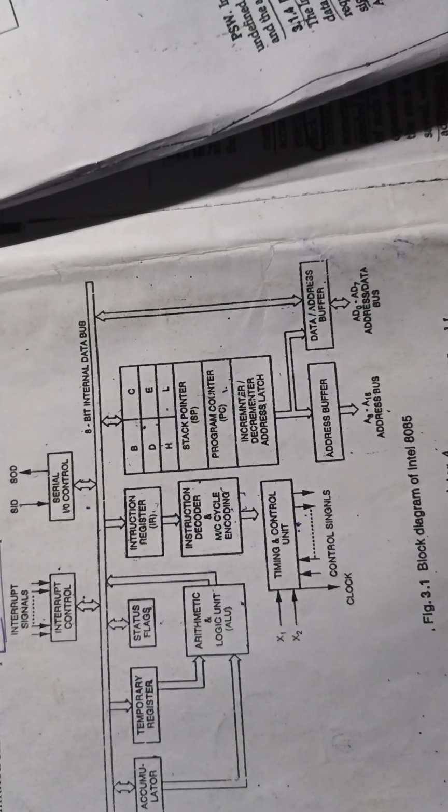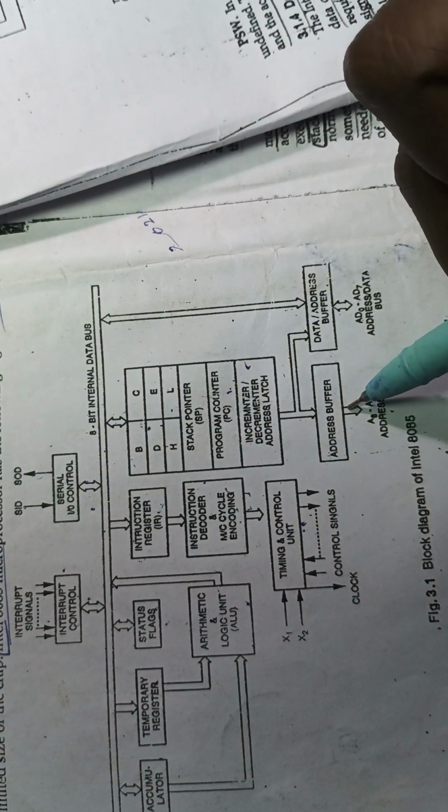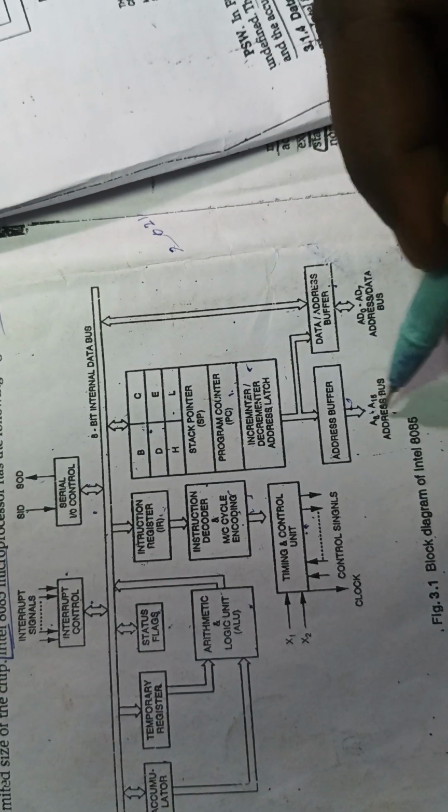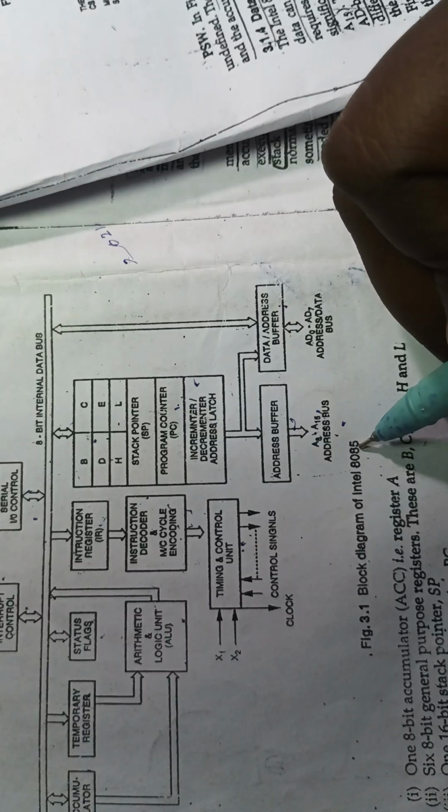And the increment address latch, suppose we are giving some values to some data address, it is used to latch or increment or decrement. Here the address buffer is buffering the value. And similarly data address buffer, the address buffer is for address A8 to A15 address bus. And similarly address data AD0 to AD7 address bus. This is the block diagram of Intel 8085 microprocessor.